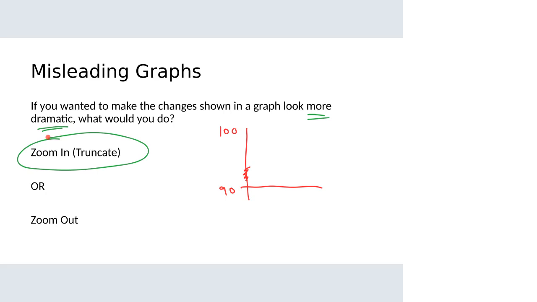What that means is, if we wanted it to look less dramatic, if I wanted it to look like, oh, there's hardly any change at all, in that case, that's when we want to zoom out.